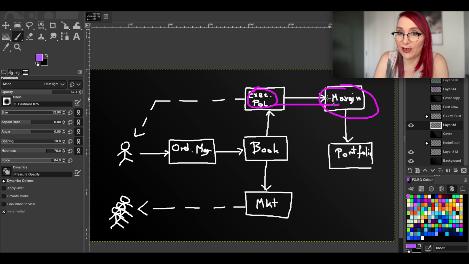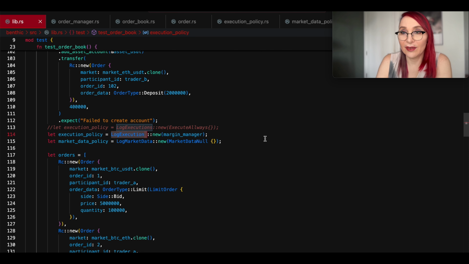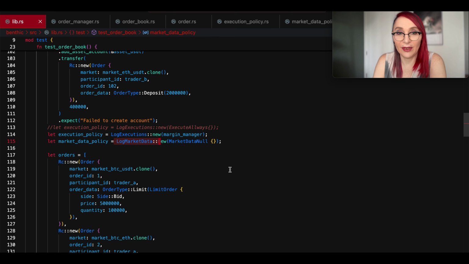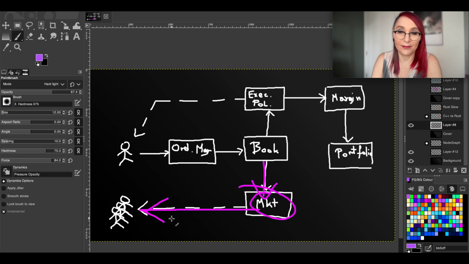So that execution policy will go to the margin to say, hey, could you check the portfolio before I do the transaction? My execution policy is to log executions, so they just end up on the screen. And I also have a log market data policy, so it will print on the screen all the market data updates. Whenever the book sends an update to this policy, it should publish it to the subscribers, but in our case, it will just print it on the screen.